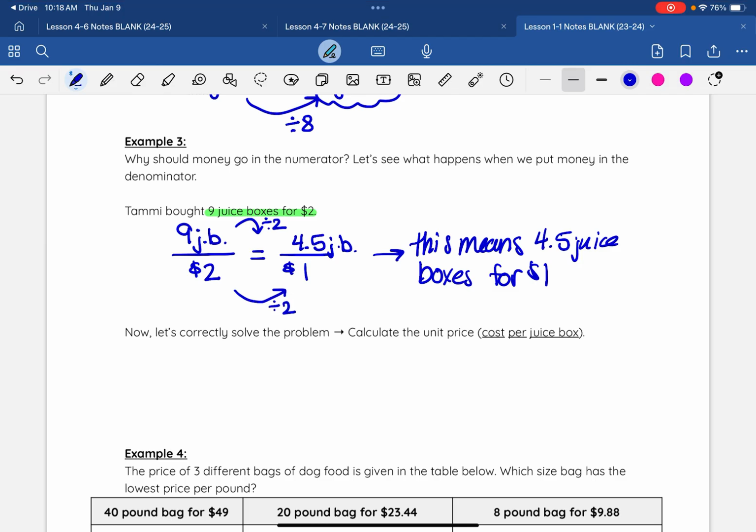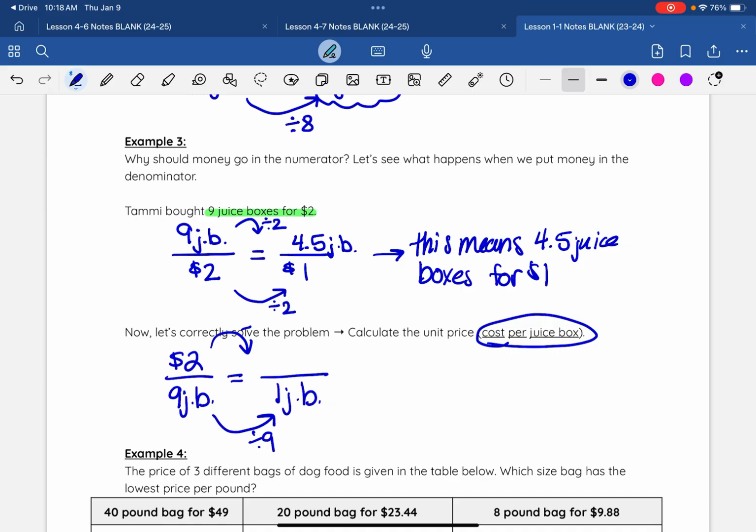So it says now let's calculate this problem correctly using the unit price. So the cost per juice box. So we have $2 for 9 juice boxes. We want to know though how much is one juice box. So from here, to get from 9 to 1, I would divide by 9. And $2 divided by 9 is going to get me 0.22222, and it's going to keep repeating. But with money, we only want to be able to use 2 decimal place values. So this would be 22 cents for one juice box.